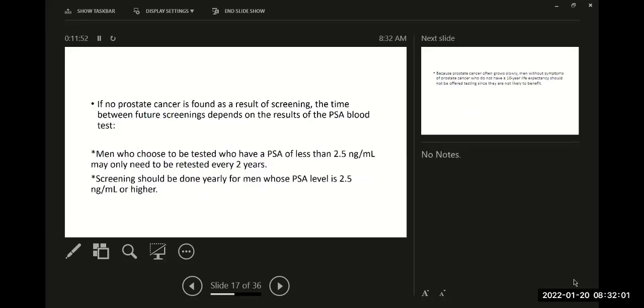If no prostate cancer is found as a result of screening, the time between future screenings depends on the results of the PSA blood test. Men who choose to be tested and who have a PSA of less than 2.5 nanogram per ml may only need to be retested every 2 years. Screening should be done yearly for men whose PSA level is 2.5 nanogram per ml or higher.